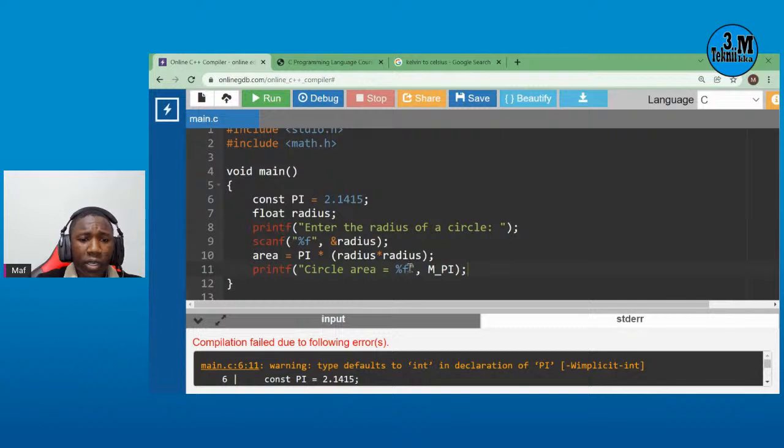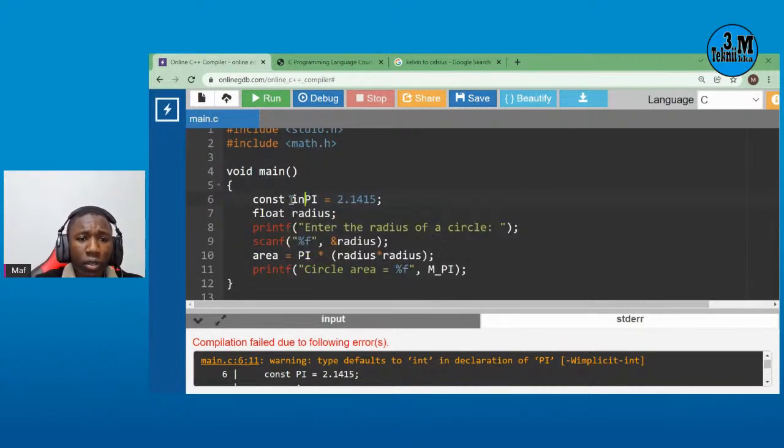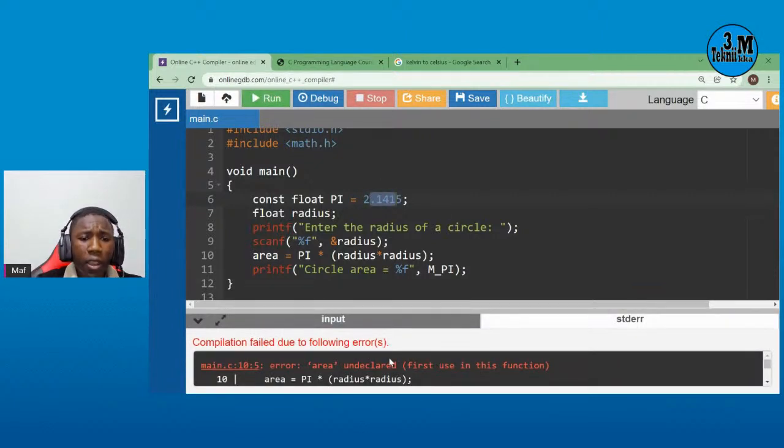Oh, what is that? I have this const. Okay, I need an int here. Not, I need a float because this is a floating point number. And I have another problem here. It's saying undeclared first use. Which one is undeclared? Not the radius, but the area variable. We need to declare the variable before using it.